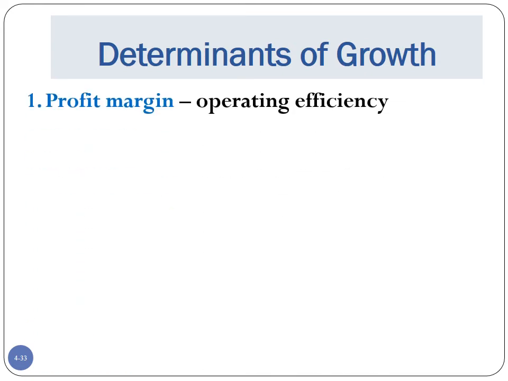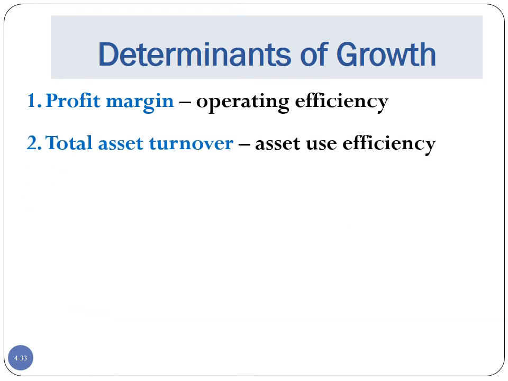There are a couple of determinants of growth for any organization. The first is profit margin, which is operating efficiency. How well are we controlling costs in terms of revenues so that we have something left over to reinvest into the business or to pay dividends to the shareholders? What's our total asset turnover? How efficiently are we using our assets? Do we produce 1 unit a year, or do we produce 100 units a year from whatever assets we're using?